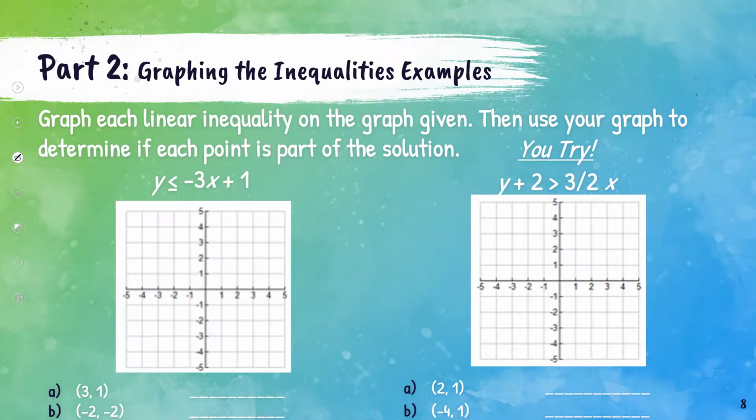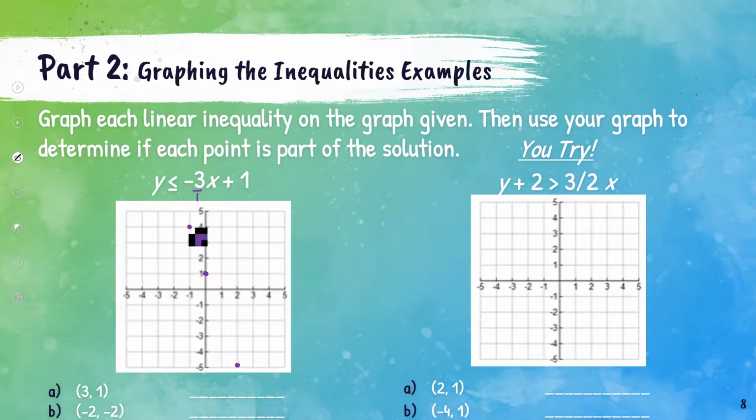So let's do some practice here. Graph each linear inequality on the graph given. Then use your graph to determine if each point is part of the solution. So I've given you y is less than or equal to negative 3x plus 1. So we would graph this just like we would a linear equation. So we've got to start off with our y-intercept, which is 1. So I'm starting off at 1 on our y-axis. My slope is negative 3, which is the same thing as saying negative 3 over 1. So I'm going to go down 3, to the right 1. I also could go up 3 and to the left 1.